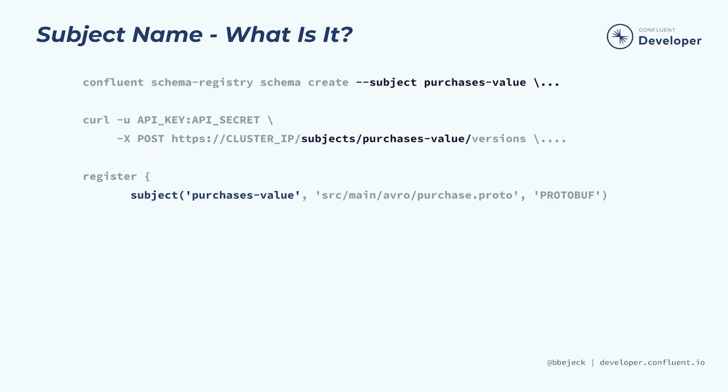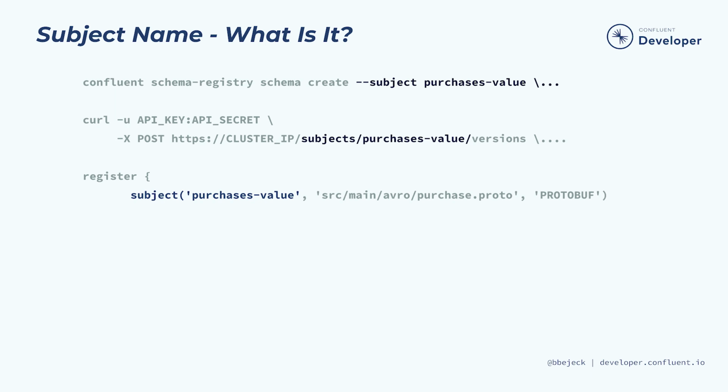When you register a schema, you can use a subject name to create a namespace or handle for the schema in Schema Registry. Recall that in a previous module, we saw all of the ways to register a schema using the Confluent CLI, the REST API, or the Gradle plugin. In all cases, you must provide the subject name.